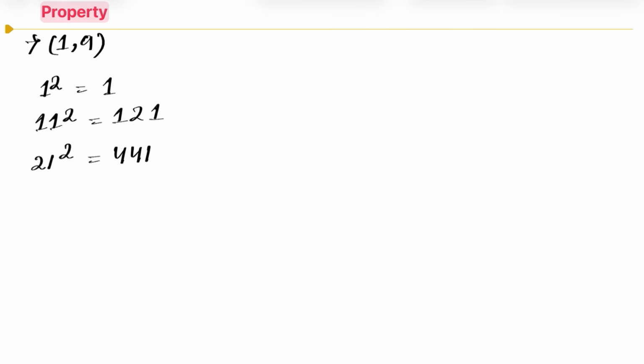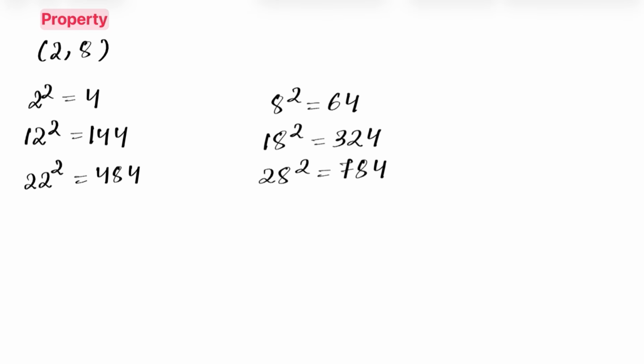Next we'll find out square of the numbers which are having 9 at their unit place. Square of 9 is 81. Square of 19 is 361. Square of 29 is 841. You can see in the numbers the unit place is 9 and their squares end with the digit 1. So from this we can say if a number is having 1 or 9 at its unit place, then its square ends with 1.